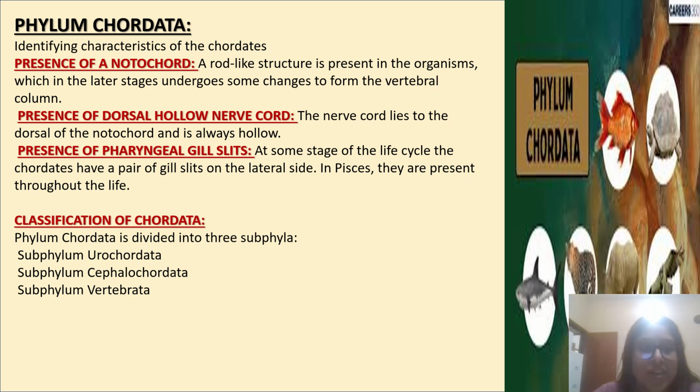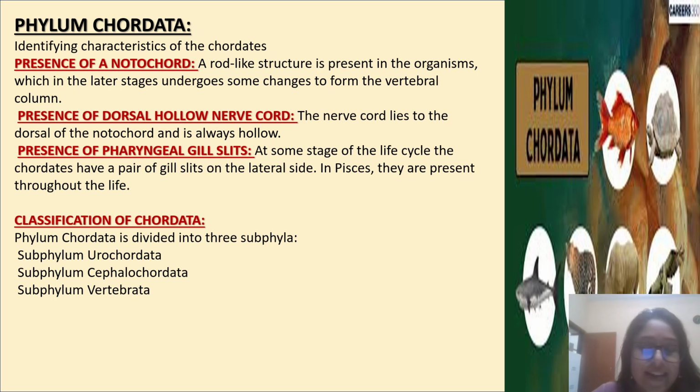So, identifying characteristics of the phylum Chordata. Presence of a notochord. A rod-like structure is present in the organisms which in the later stages undergoes some changes to form the vertebral column. Next, presence of a dorsal hollow nerve cord. The nerve cord lies dorsal to the notochord and is always hollow.